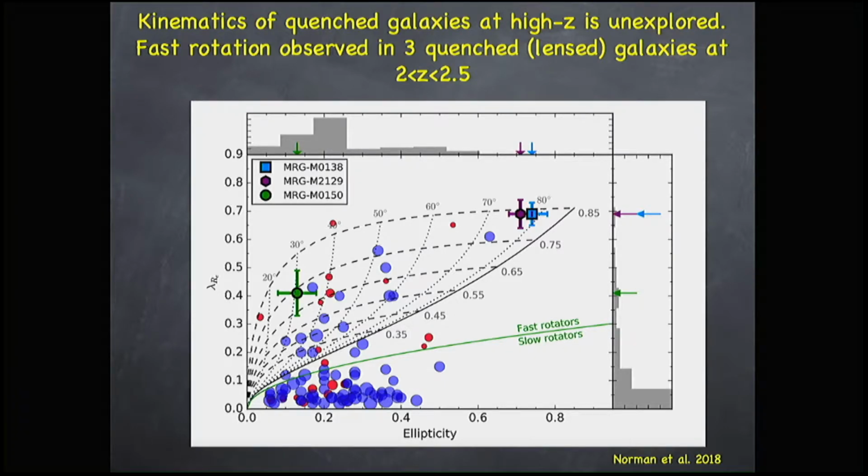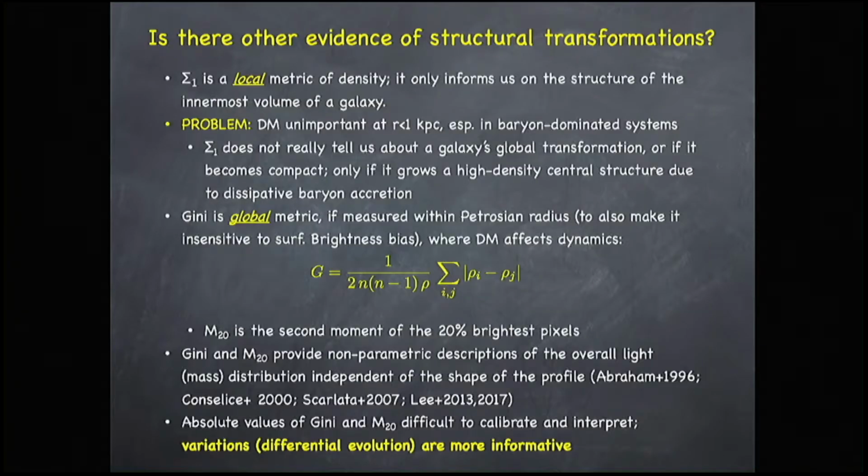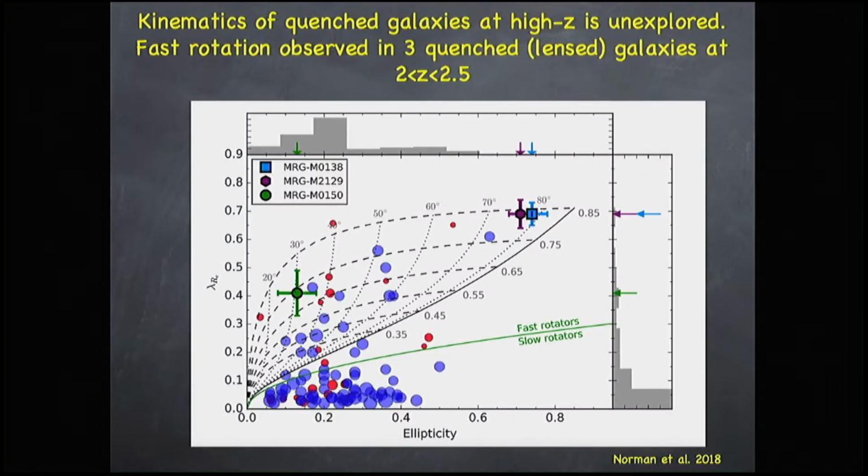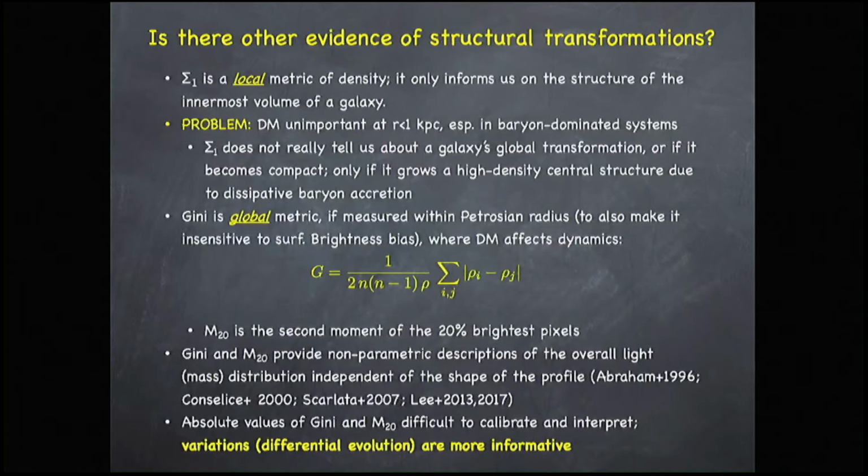Interesting. So they look like a spheroid, but they rotate. And again, do we call this a result out of 3 galaxies? It's maybe still tentative. Maybe we have not sampled the dispersion or kinematical properties of quenched galaxies at high redshifts.